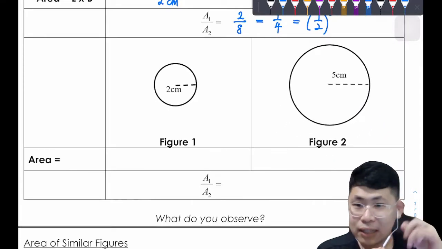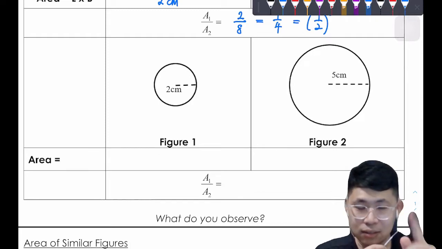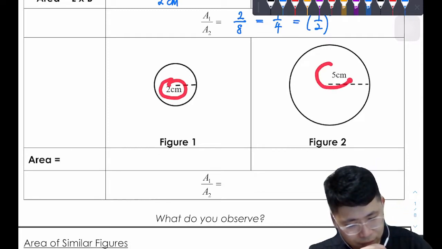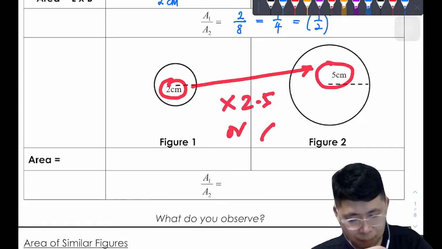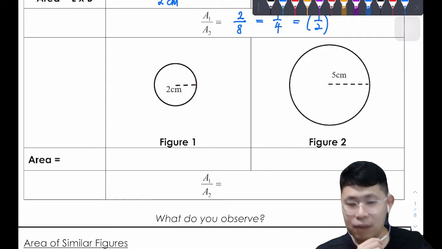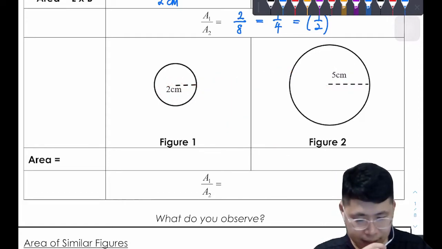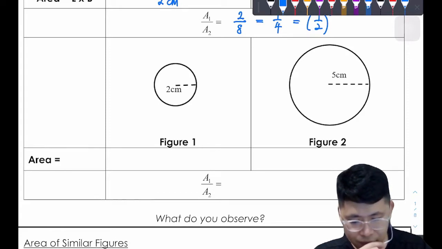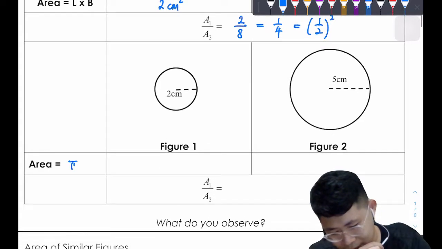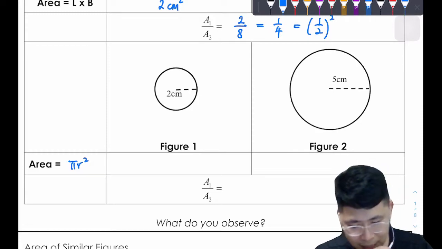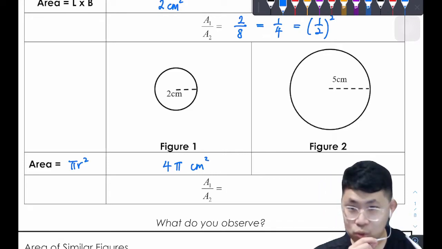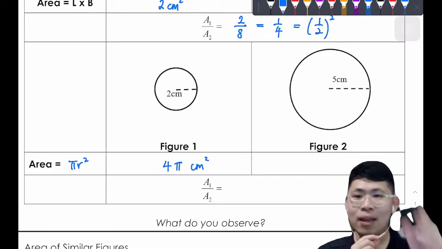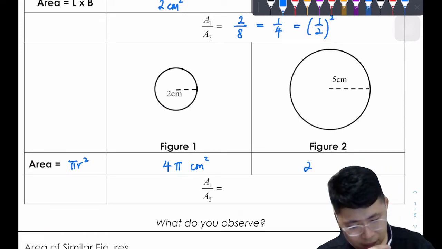Now let's take a look at the next one for area. The area of a circle works the same way. From 2 to 5, the ratio is times 2.5, or you can write it as times 5 over 2, correct? But let's check the ratio of the area. The area is pi r squared. In terms of pi, pi times 2 squared gives 4 pi cm square. Then pi times 5 squared gives 25 pi cm square.